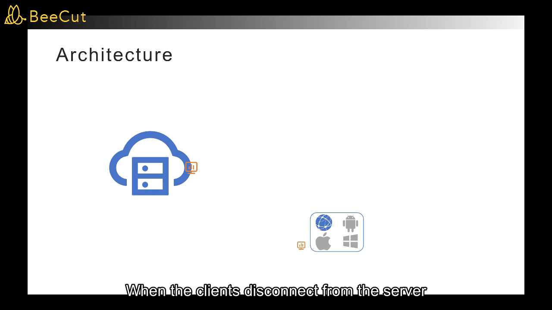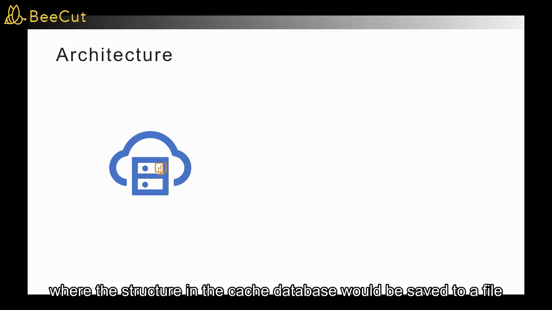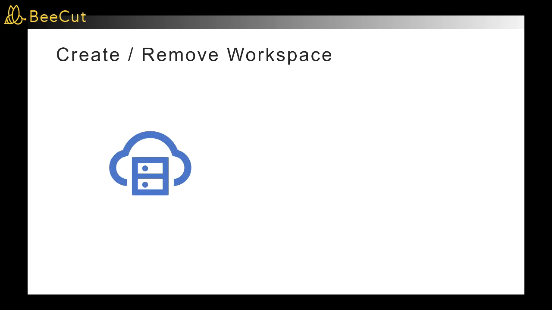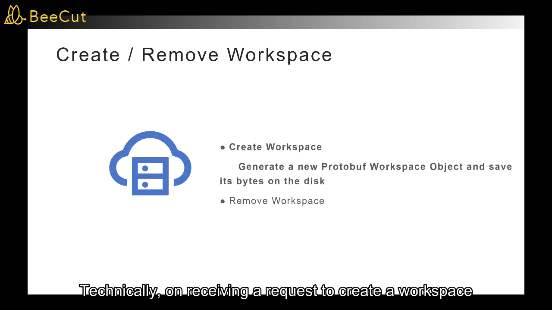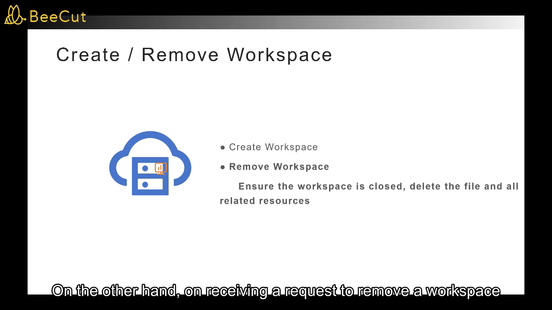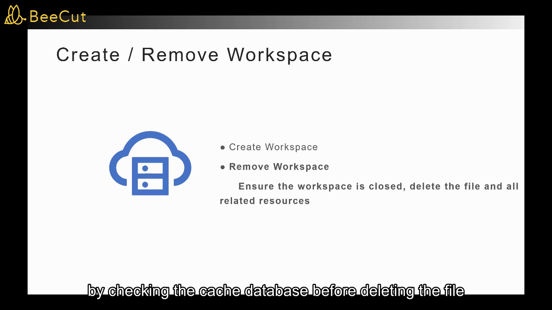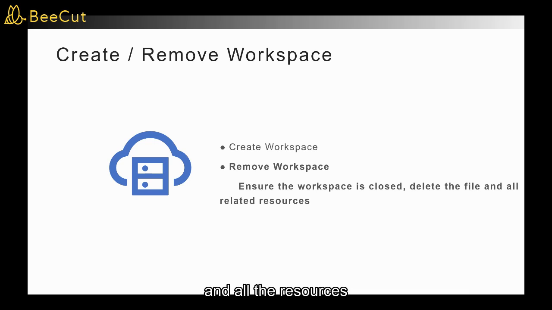When the clients disconnect from the server, the last disconnection would trigger the workspace closure, where the structure in the cache database would be saved to a file. Technically, on receiving a request to create a workspace, protobuf is used as the format to create and store it. On the other hand, on receiving a request to remove a workspace, it is ensured that it has been closed by checking the cache database before deleting the file, and all the resources such as PDF files and images would also be cleaned.